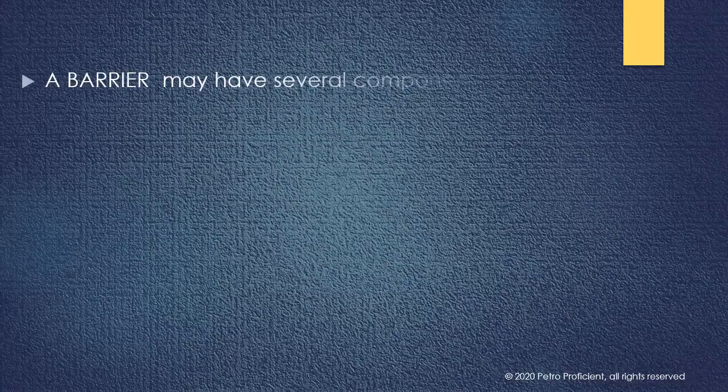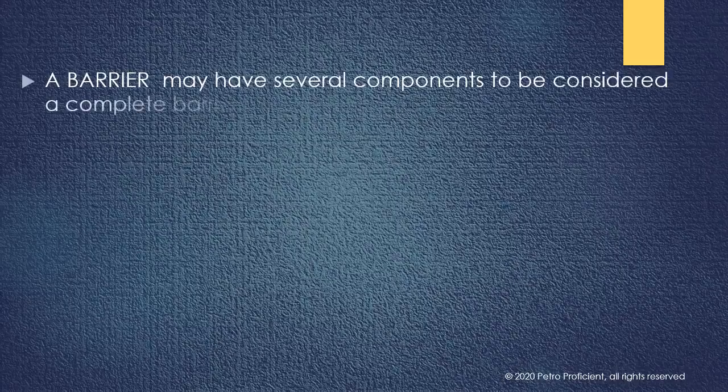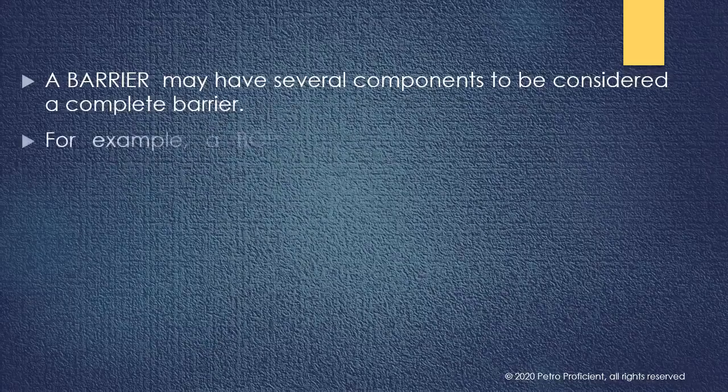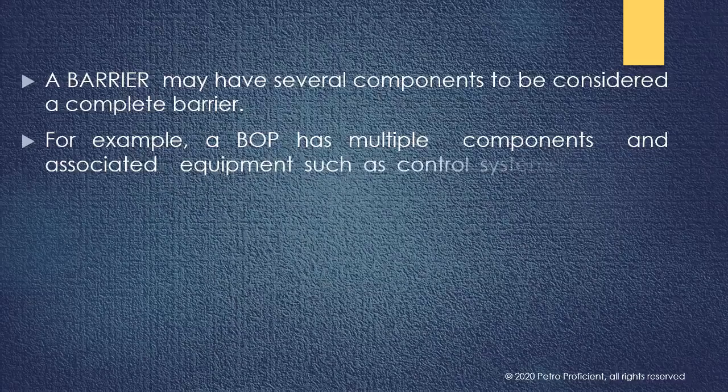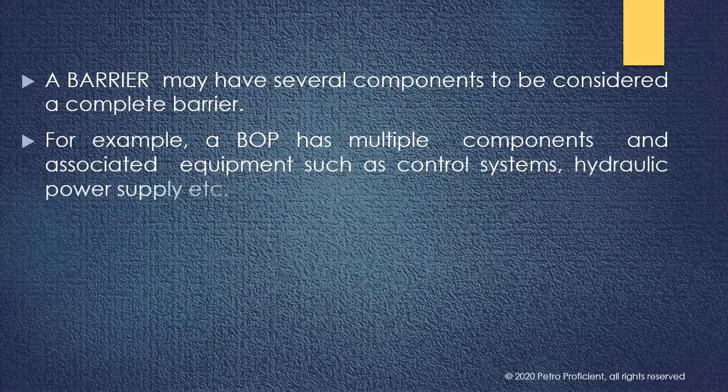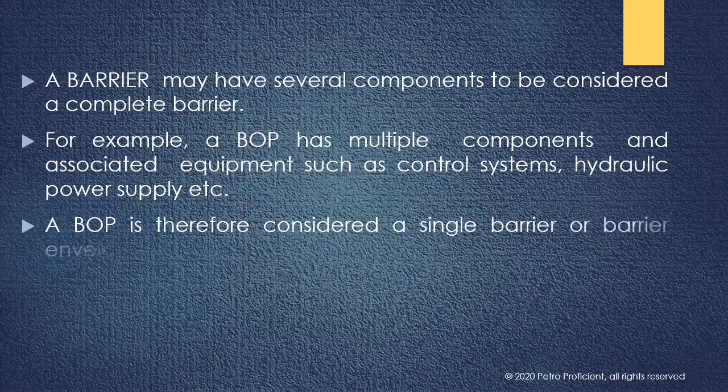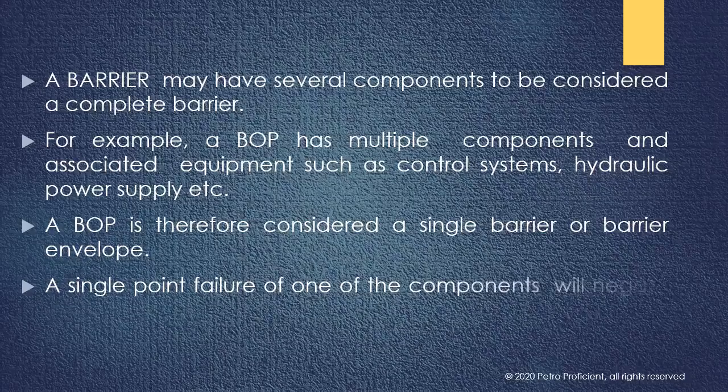A barrier may have several components to be considered a complete barrier. For example, a BOP has multiple components and associated equipment such as control systems, hydraulic power supply, etc. A BOP is therefore considered a single barrier or barrier envelope. A single point failure of one of the components will negate the barrier.